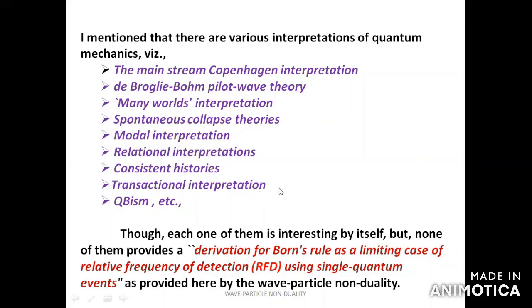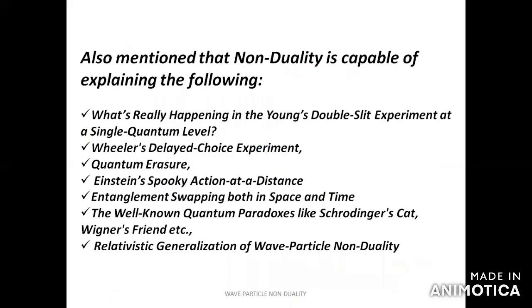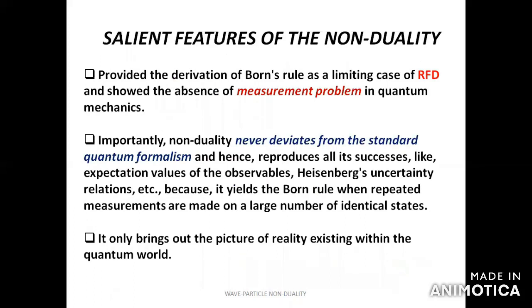So in this non-dualistic interpretation, you can derive the Born rule using the quantum formalism. That is the main thing I showed yesterday. The salient features of this non-duality are that it gives the Born rule as a relative frequency of detection, and the measurement problem is solved. Another important thing is that this interpretation never takes anything extra as outside input. It uses only the quantum formalism and brings out the actual physical reality hidden within.